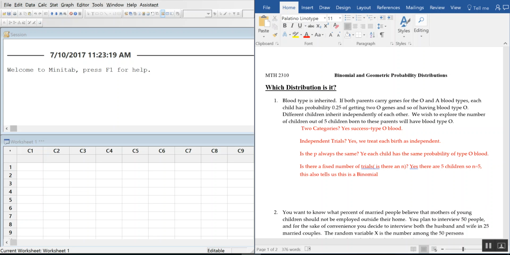Binomial. All right, and since we have all of these conditions fitting, we can go ahead and use the binomial distribution to calculate this. Since all 4 conditions are met, the distribution is binomial.